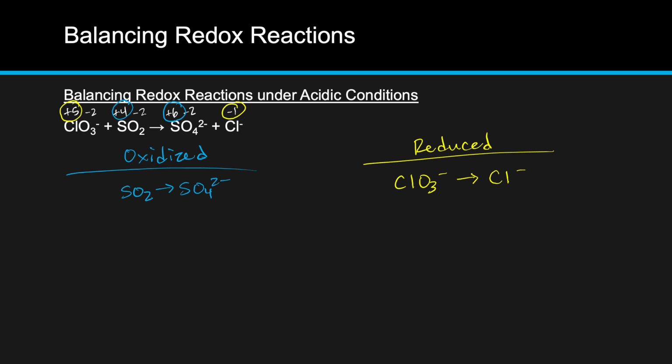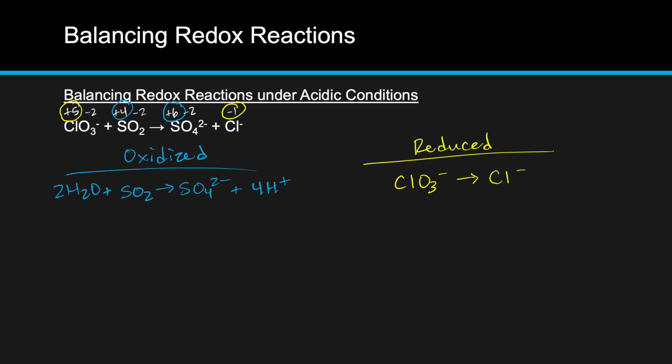So in our oxidation half reaction, we have 2 oxygens on the left and 4 oxygens on the right. So I need 2 additional oxygens on the left, and I'm going to do that by adding 2 water molecules. And now because I added water molecules, my hydrogens have nothing on the right side to cancel them out. So I'm going to add 4 H plus ions to cancel out those hydrogens that I used in water.